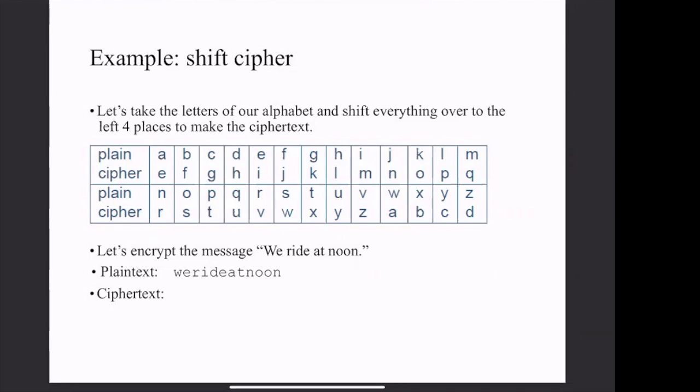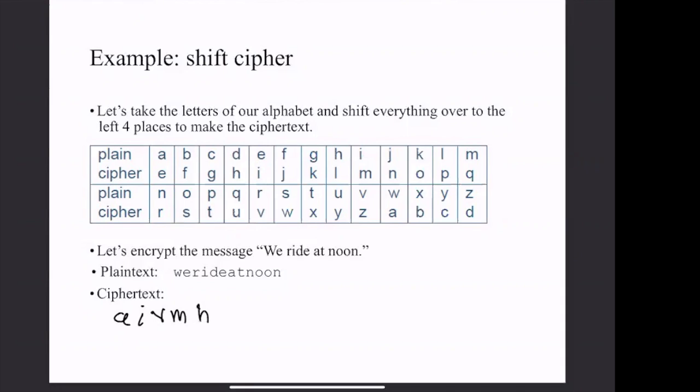All right, so let's take our plain text message here. We write at noon and encrypt it. All right, so every time I see a W, I'm going to replace that with an A. All right, for the E, that gets replaced with an I. R is getting replaced with a V. All right, one more. The I gets replaced with an M. All right, and we'll keep on going through here.